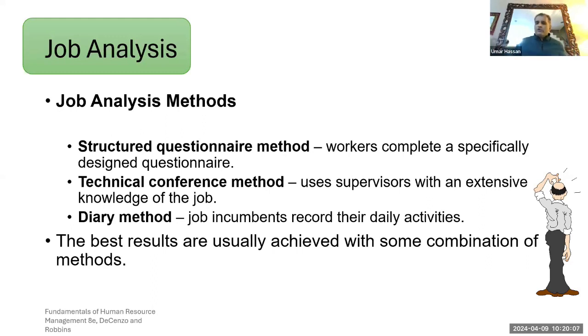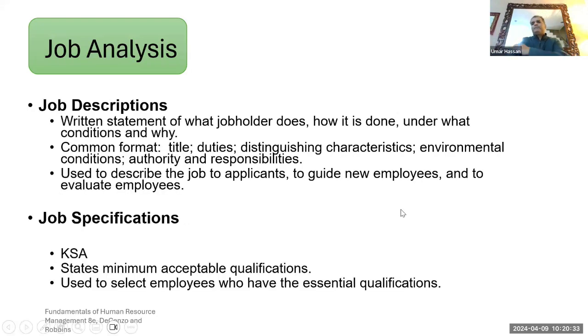All right. Once this information is gathered, like once the job analysis is complete, it results in two things. The result of job analysis is job description and job specification. Very quickly, what is job description? It describes the job. It lists down all the activities. And what is job specification? We'll get to that in the next slide.